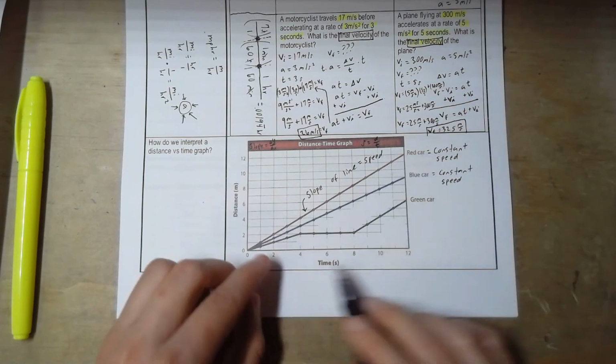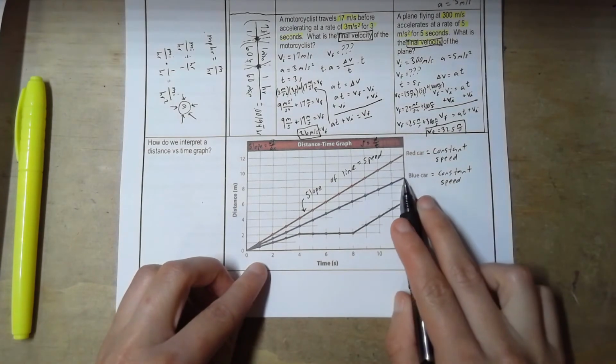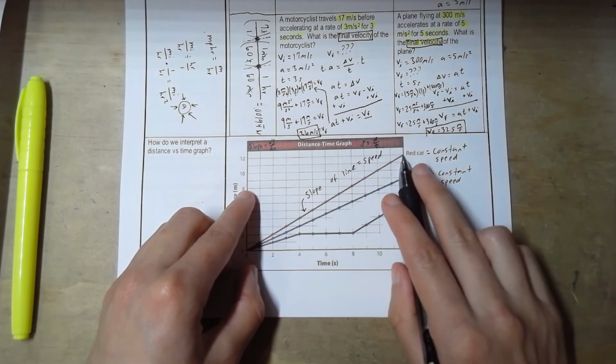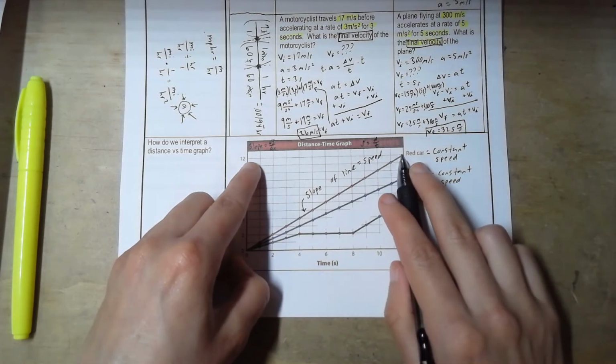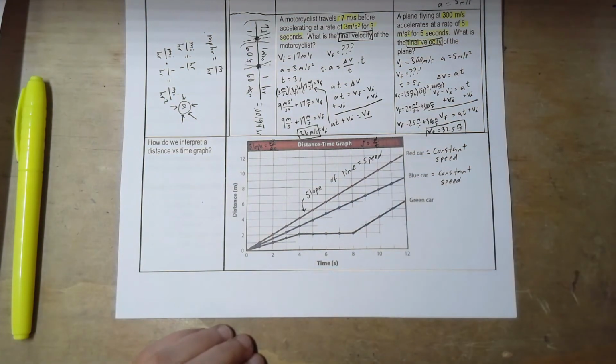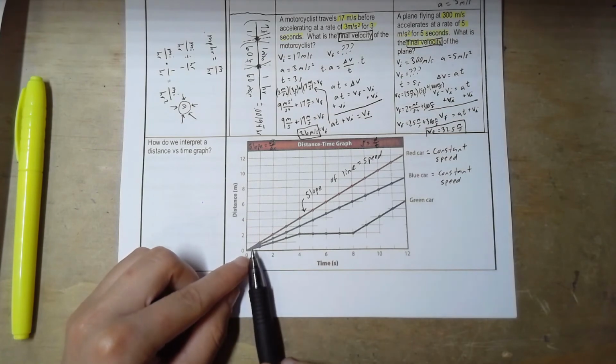Because if you notice, the maximum time is 12 seconds. In 12 seconds, the blue car at a constant speed only travels 8 meters. At 12 seconds, the red car at a constant speed travels 12 meters. So we know that the red car is going faster. Now let's look at the green car. So the green car is kind of funky, okay?